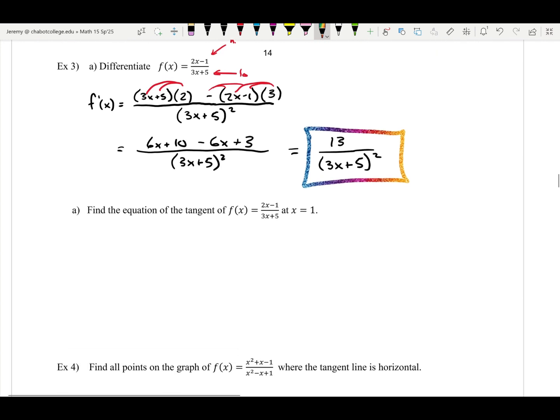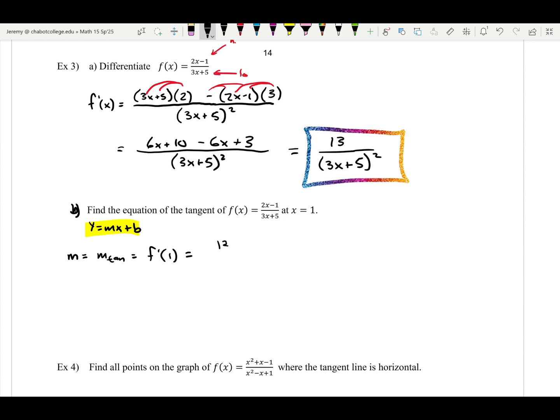And now for what should be part B, I don't know why that says A. For part B, we want to find the equation of the line tangent to that function at x equals 1. Okay, so our answer is going to be in the form y equals mx plus b. I usually start by finding m. This is the slope of the tangent line. And this is just going to be f prime evaluated at 1.